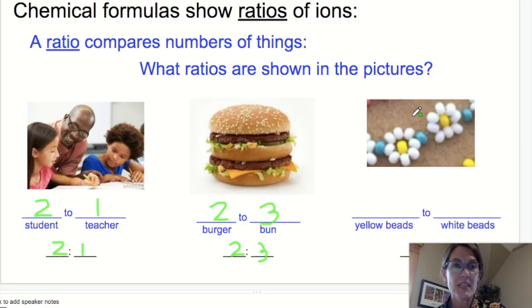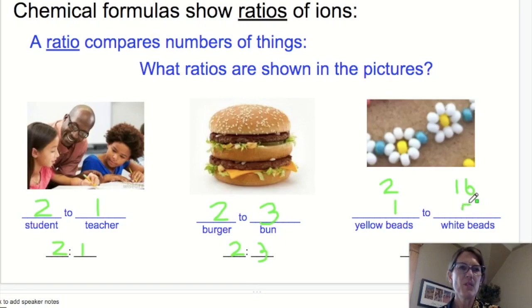For art, there's some connections with ratios, like with beading. If you were trying to figure out how many beads do I need to buy or count out for my pattern here, the yellow beads to the white beads looks like one yellow bead to 1, 2, 3, 4, 5, 6, 7, 8 white beads. Now, if I counted both of these, I would get 1, 2 yellow, and then 8, 9, 10, 11, 12, 13, 14, 15, 16 white. 2 to 16 is the same ratio as the 1 to 8.